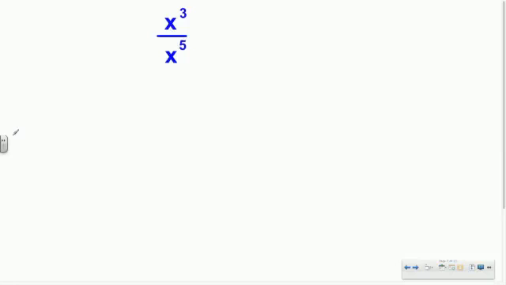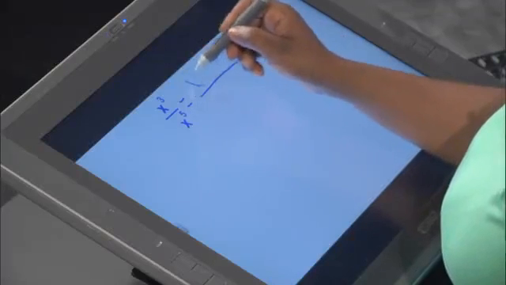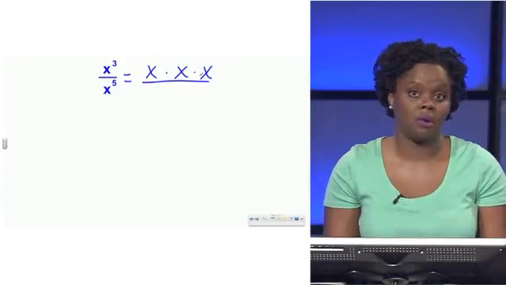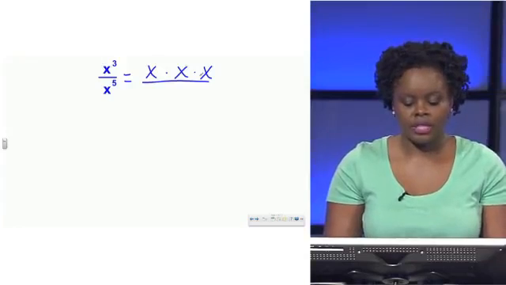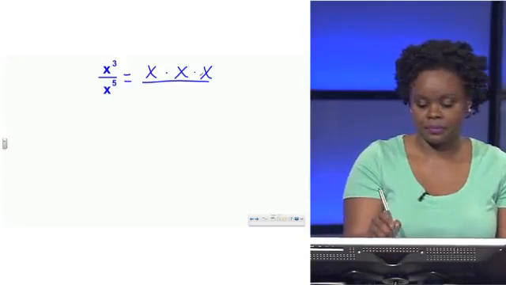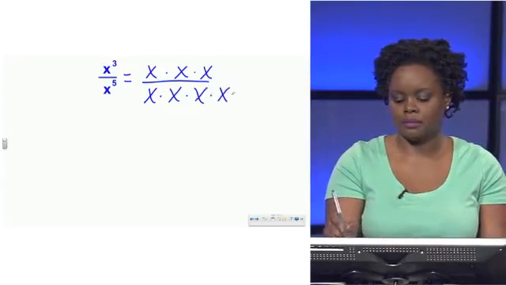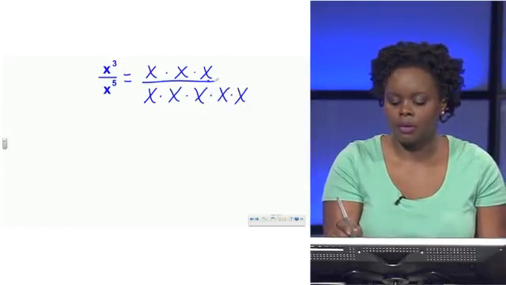Okay, so I want you to think about this problem in two separate parts. First thing I'm going to do for the right side of it is I'm going to expand it out. So I know that x cubed divided by x to the fifth. For my numerator, that means that I have x times x times x, right? If I'm raising x to the third power, I'm just multiplying by 3 x's. And for the denominator, if I have x to the fifth, then that means x times x times x times x times x. Let's make that fraction bar a little longer.